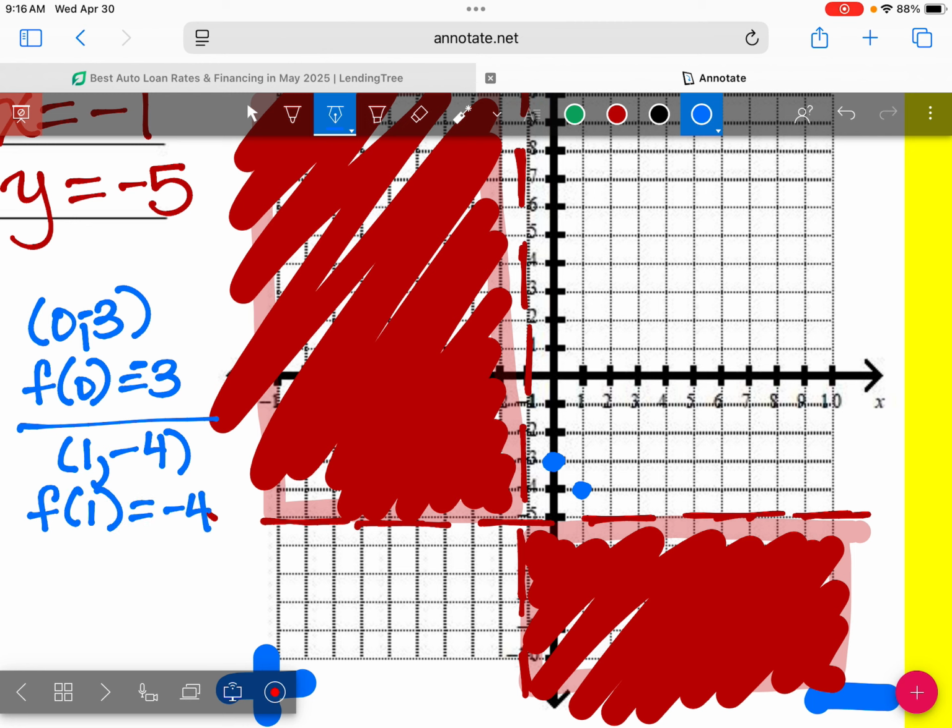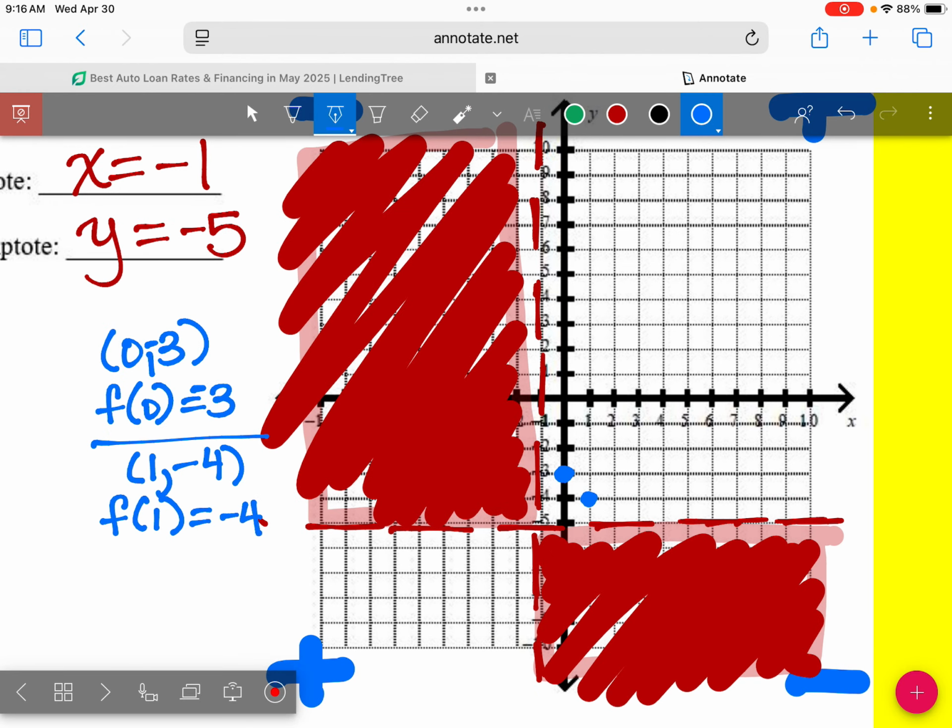Okay, so we have enough now to graph this out. I'm going to come in really close to the wall, make a little slight turn, and go straight out.